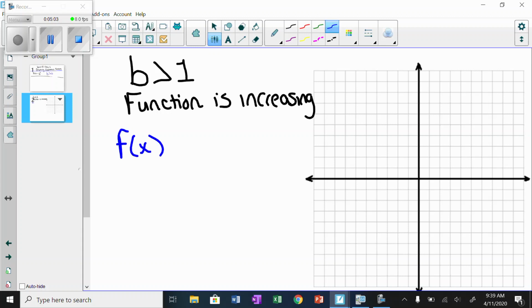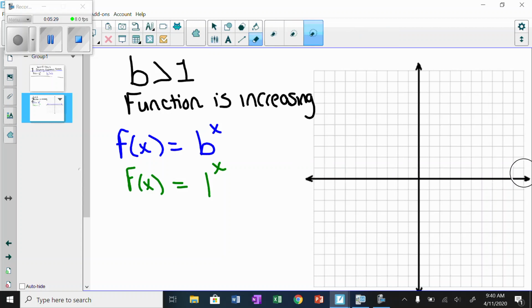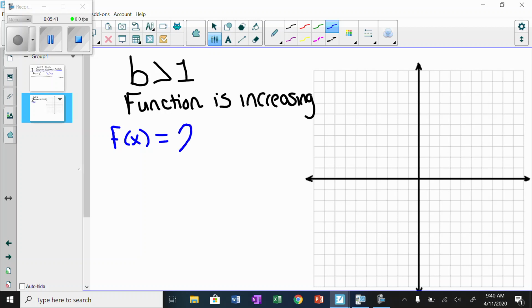Say we had f of x is equal to b to the x power. And let's say we had b is equal to 1. Then it would be f of x is equal to 1 raised to the x power. But think about it. 1 raised to any power is just going to give us 1. So that's not an exponential growth. That's just a horizontal line right at 1. Right? So that's not showing any type of exponential growth. So what happens when b is greater than 1? So let's think of a scenario. Let's say that I have f of x is equal to 2 raised to the x power.